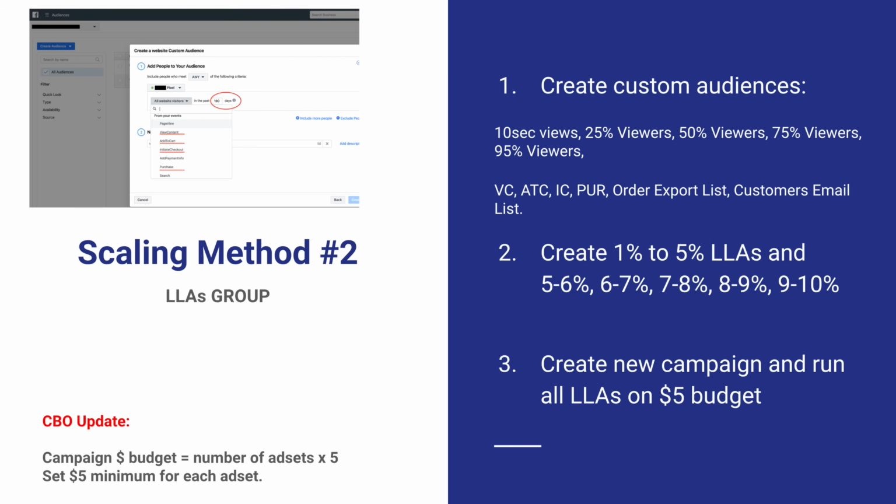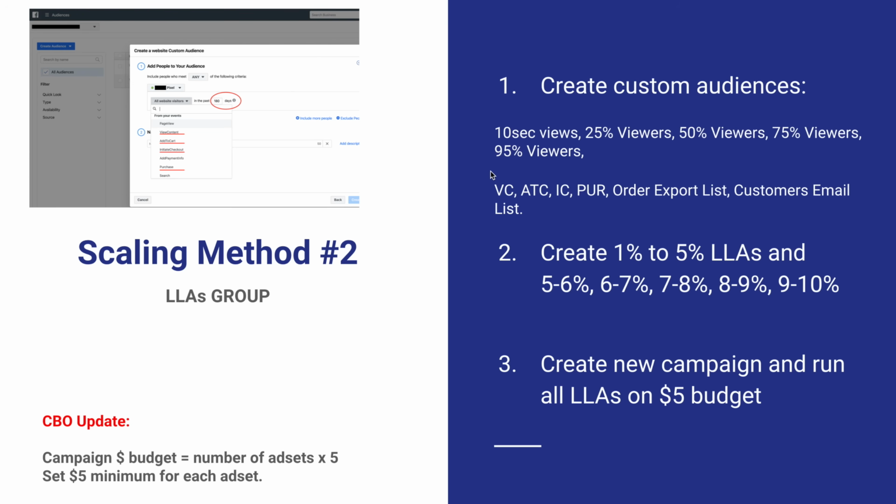Method number two is the lookalike audiences group. Once you start getting purchases and orders for your product, it's time to create custom audiences. If you are working with a video, create custom audiences for video, like 10-second views, etc. And also create view content, add to cart, initiate checkout, and purchase custom audiences, etc. Create all these custom audiences, then go and create lookalikes for each one of them.